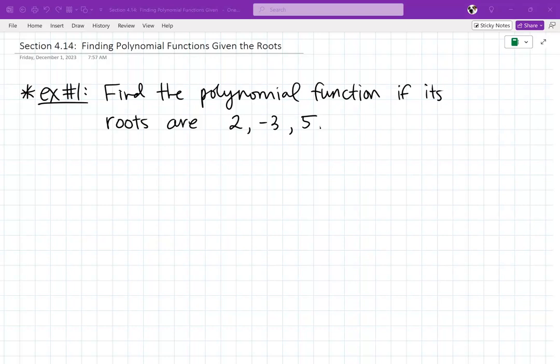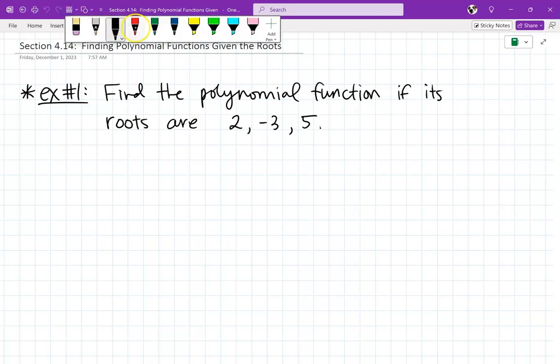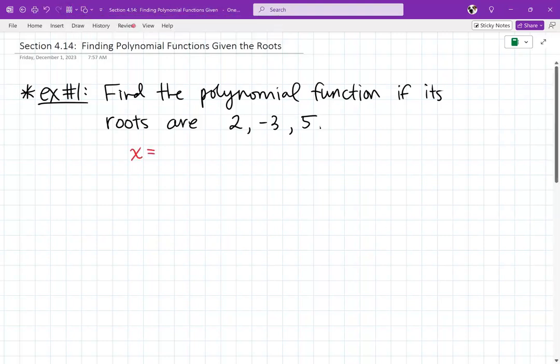So here's how I'm going to ask you guys to do it, just to make it as easy as possible for you. You always write down your roots. So you're going to say, okay, one of the answers was x equals 2. Another answer was x equals -3. And another answer was x equals 5.